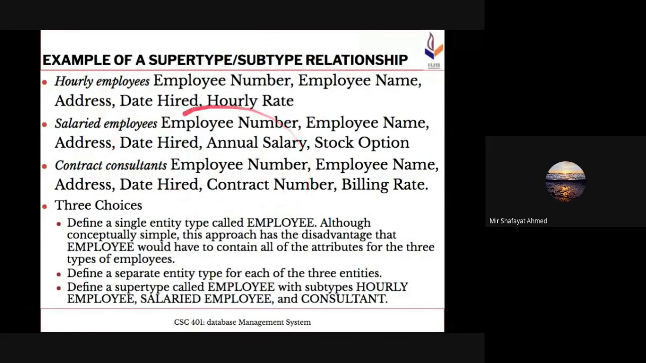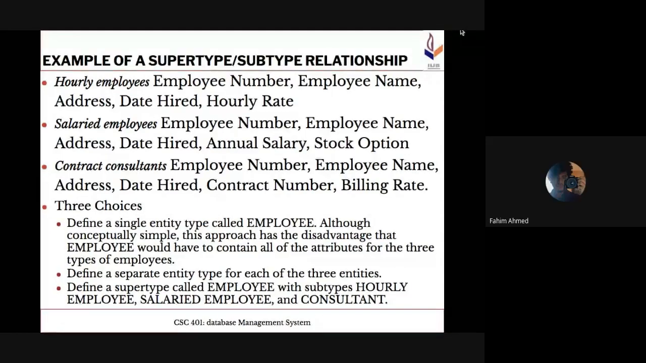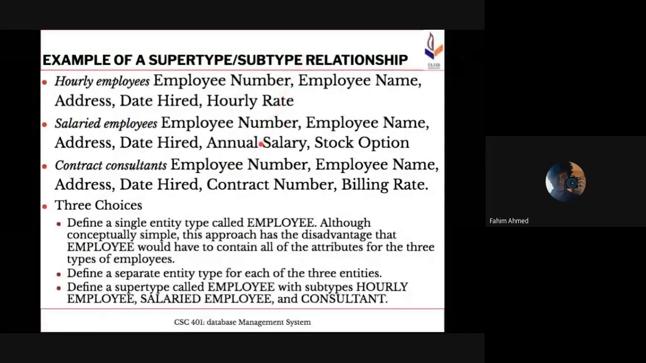Number, name, address, and hired. Okay. Then what about hourly rate, annual salary, stock option, contract number, billing rate? এগুলো কি আমরা, we don't need to model this data at all? It's a sub entity basically. বানাতে হবে। Why subtype though? Employee under আমি attributes গুলো রাখলে কি সমস্যা? What's the problem? Not every type of employee will have these exact attributes. And what's wrong with that?